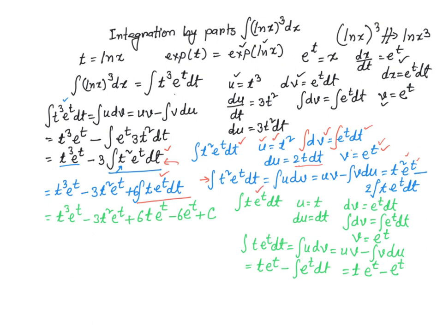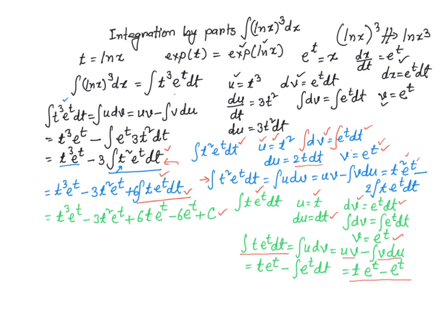I do it by integration by parts. U is equal to t, so du is equal to dt, and dv is equal to e to the power t dt. So the integral of that gives me v is equal to e to the power t. Then when I apply integration by parts, the integral of u dv is equal to uv minus the integral of v du, that gives me ultimately t times e to the power t minus e to the power t, and I plug it back in here to get this.